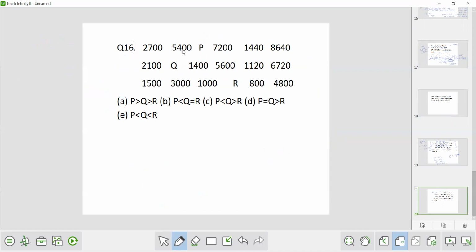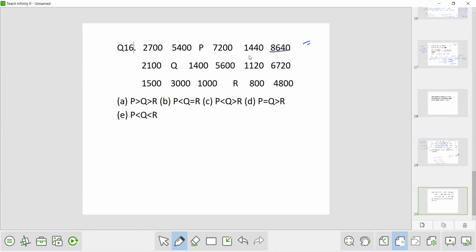One is 2700, 5400, P, 7200, 1440, 8640. Another series is 2100, Q, 1400, 5600, 1100, 26720. And another is 1500, 3000, 1000, R, 800, 4800. Now, analyze this series. Looking at this series, you will find that this is an ups-down series. So either it will be in the form of multiplication, division, or addition, subtraction.